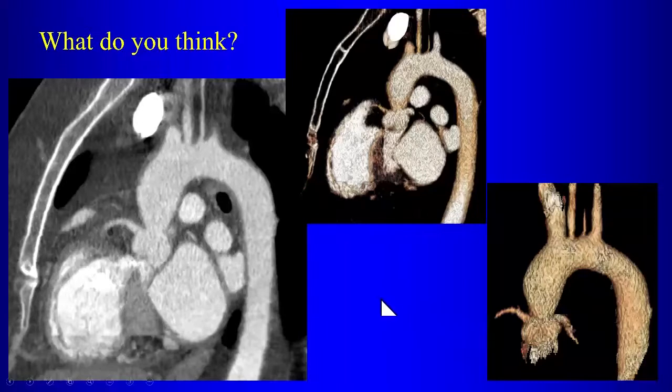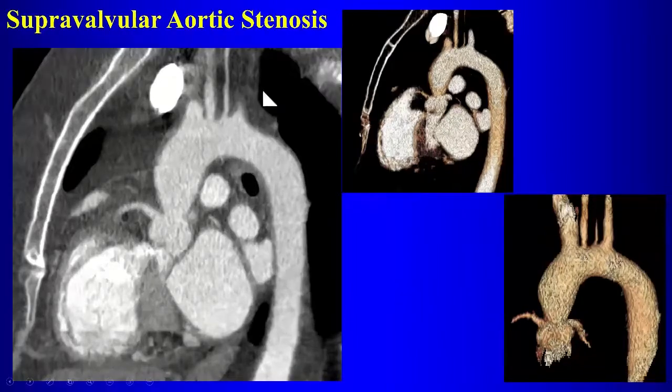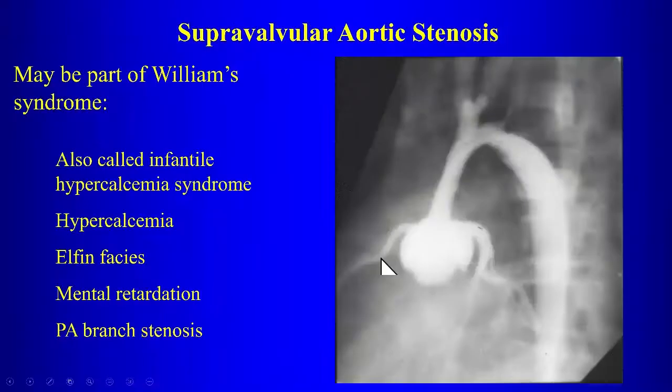So this can be associated with what syndrome? Anybody? Williams syndrome. Williams syndrome. All right, supravalvular aortic stenosis. So here we have stenosis above the level of the aortic valve. Again, this is unusual. So maybe part of Williams syndrome. Williams syndrome is called infantile hypercalcemia. So the hypercalcemia often comes with mental retardation, and it can also have pulmonary artery branch stenosis.